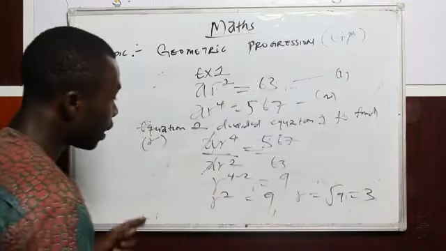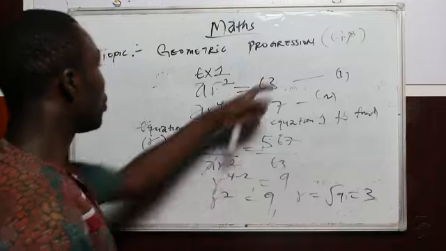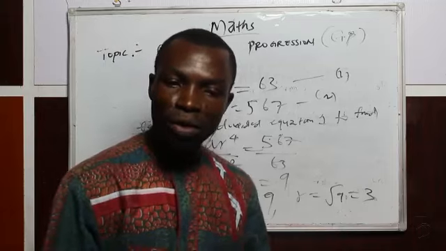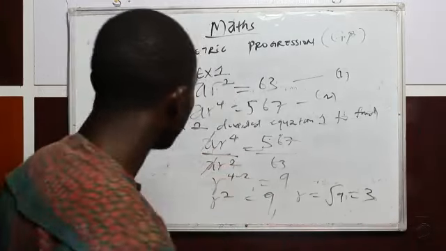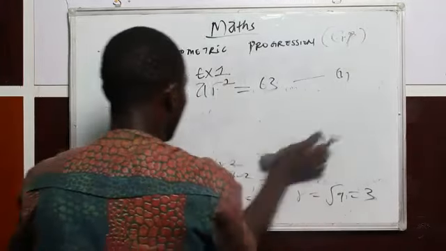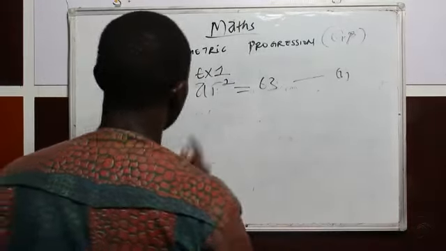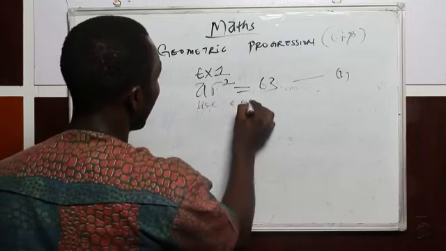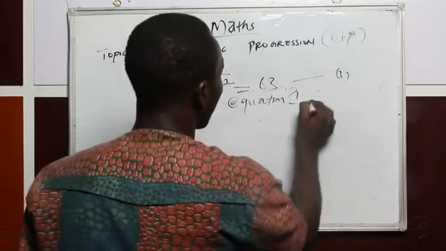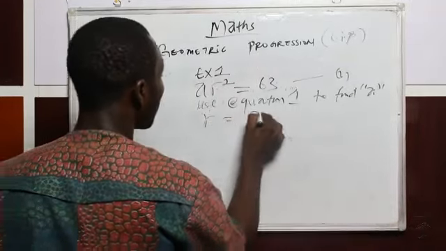Now, how do we find our first term? We have to find it by using any of the equations. You can use equation 1 or equation 2 to find our first term. To find our first term, let us use equation 1, to find a, knowing fully well that our r is equal to 3.